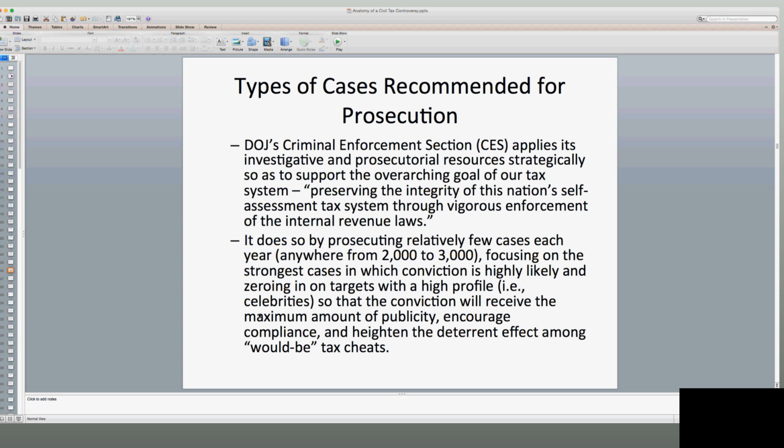I believe in the last couple of years, the statistics have shown that anywhere from 2,000 to 3,000 cases have been selected for prosecution. And with that in mind, the attorneys at the U.S. Department of Justice usually focus on the strongest cases in which conviction is highly likely, and they zero in on targets with a high profile, celebrities, yes, tax professionals, to make an example out of them, so that conviction will receive the maximum amount of publicity, encourage compliance, and heighten the deterrent effect among would-be tax cheats.